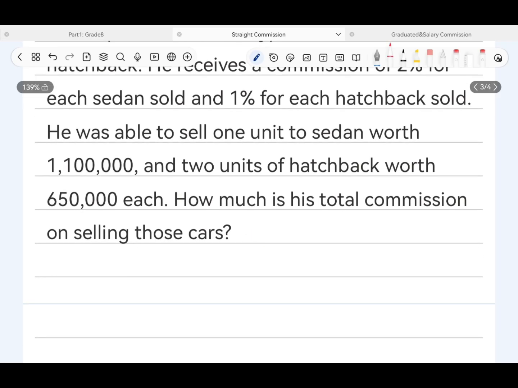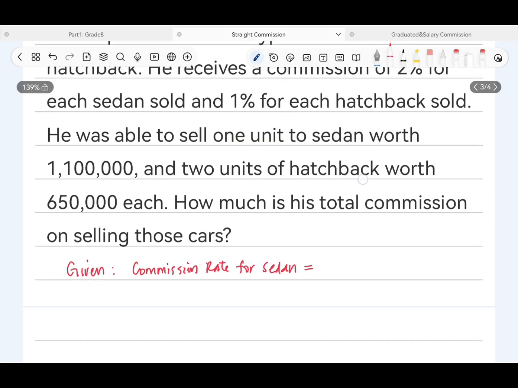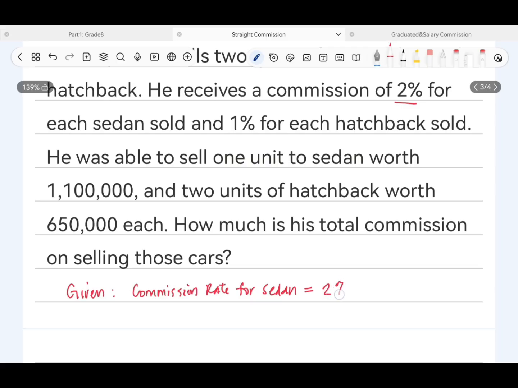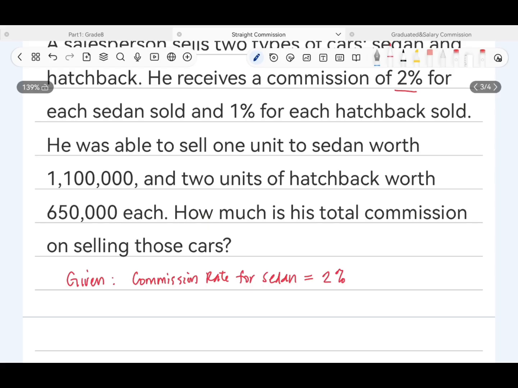Okay, so from our given, we have the commission rate for sedan. That is, so the commission rate for sedan is 2%. Okay, so we have here 2%. Then we also have commission rate for hatchback. That is 1%. Okay, so we have 1%.